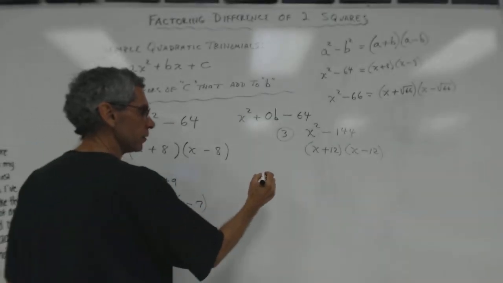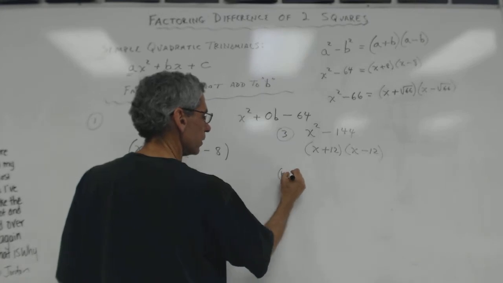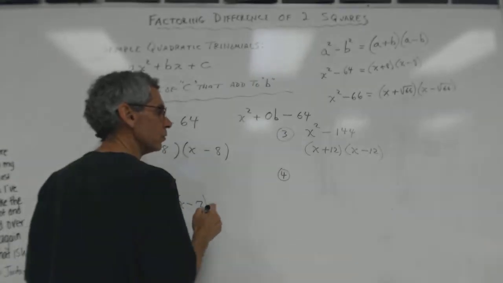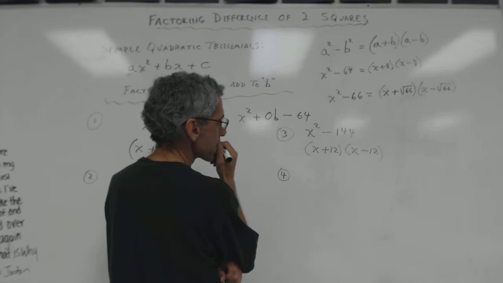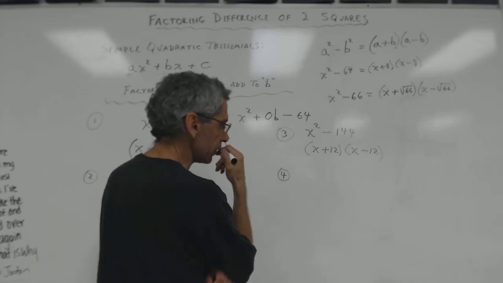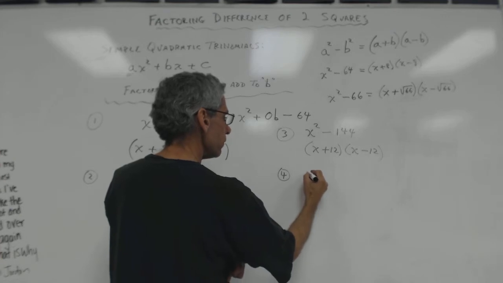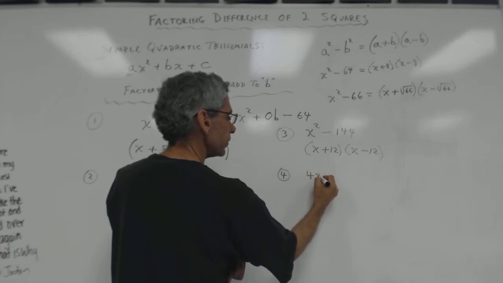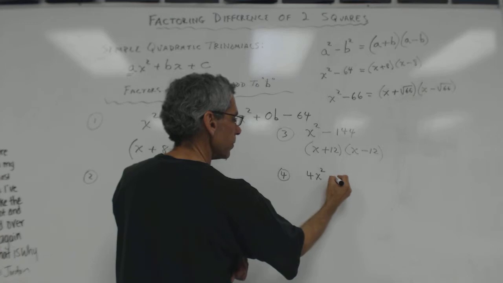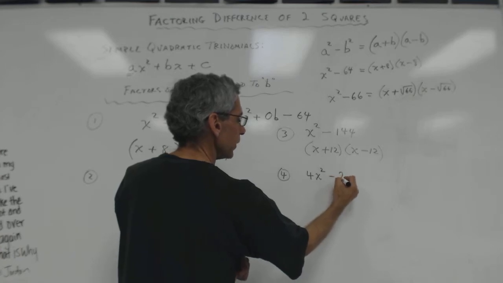All right, how about this? I'm going to throw a little curveball in. What if I gave you, let me think about this for 1 second. How about I give you 4x squared minus 25.